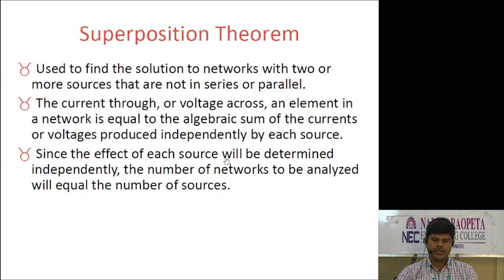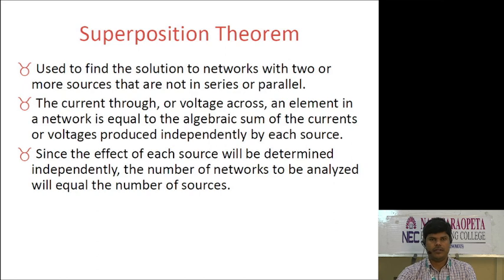See, this says the effect of each source will be determined independently. The number of networks to be analyzed equals the number of sources. As I told you, in mesh analysis and nodal analysis, we reduce the network and find the required parameters like current and voltage. In a similar way, in the superposition theorem, if we have a number of sources, we calculate the response of each source separately, and at the end we combine all of them and get the response, either current or voltage.